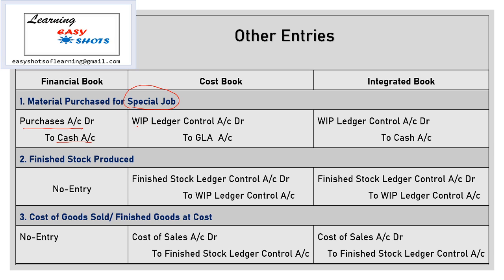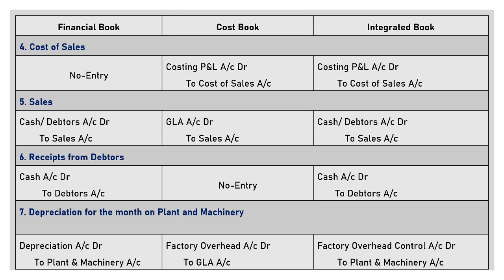So in place of production, we debit WIP ledger control account because debit what comes in, and in place of cash we use general ledger adjustment account in cost books, and in integrated books in place of GLA we use cash account. So for material purchased for a special job, our entry in integrated books is WIP ledger control account debit to cash account. Our next transaction is finished goods produced, which is produced in the production department, known as WIP ledger control account, and transferred to finished stock ledger control account. Next transaction is cost of goods sold, and our last transaction for transfer of goods is cost of sales.